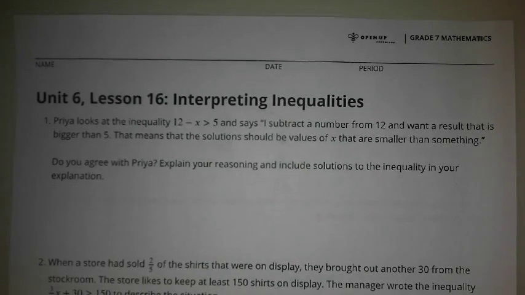All right, we have Unit 6, Lesson 16, Interpreting Inequalities. So Priya looks at the inequality 12 minus x is greater than 5 and says, "I subtract a number from 12 and want a result that is bigger than 5. That means the solution should be values of x that are smaller than something." Do you agree with Priya? Explain your reasoning. Include solutions to the inequality in your explanation.